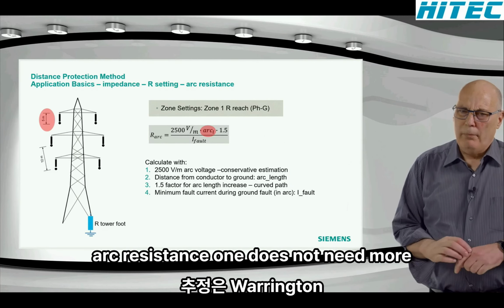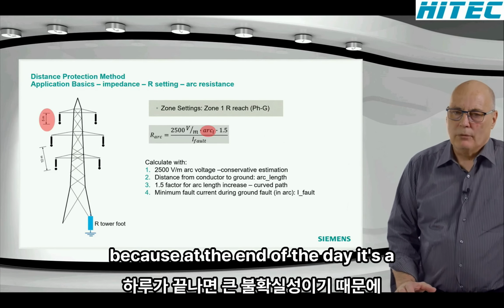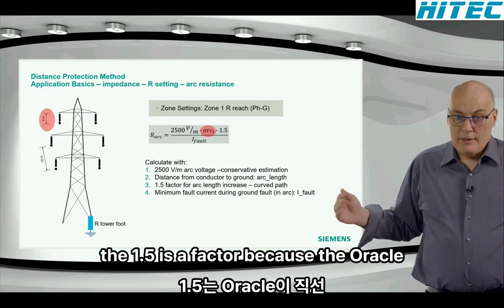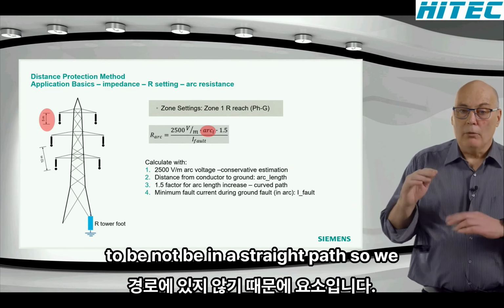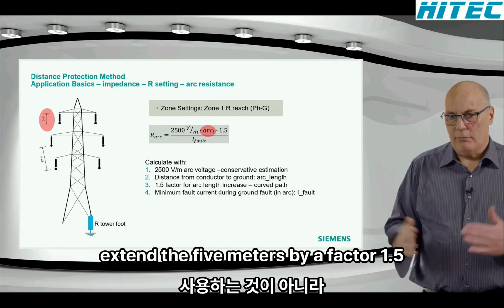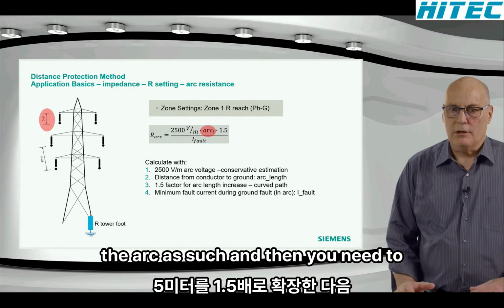One does not need more complicated things like the Warrington equation. There is not really any gain because at the end of the day it's a large uncertainty. The 1.5 is a factor because the arc will typically not be in a straight path, so we don't simply use the 5 meters. We extend the 5 meters by a factor of 1.5 to make allowance for the curvature of the arc as such.